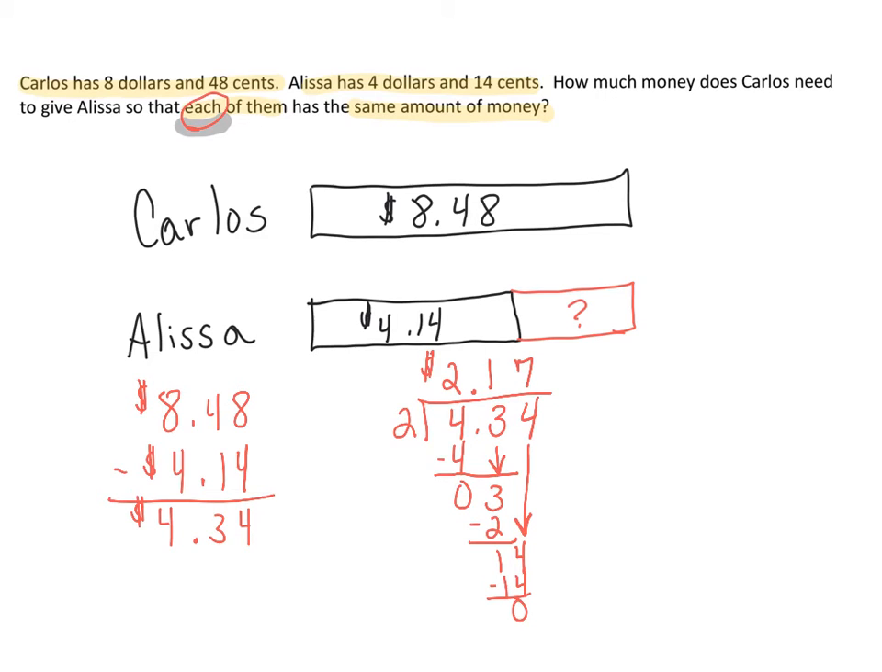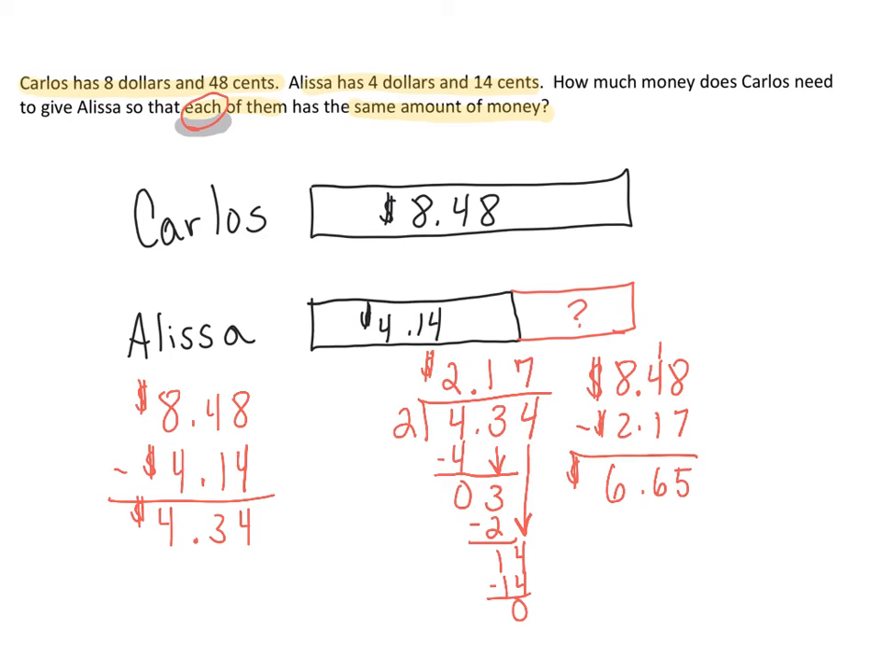So that's how much Carlos is going to have to give. A way to check this is he's going to have to subtract $2.17 from his amount of money to see how much Alyssa needs. So let's see, 15, 5, 6, okay, and this is $6.65 is how much he will have. That's what Carlos will have.